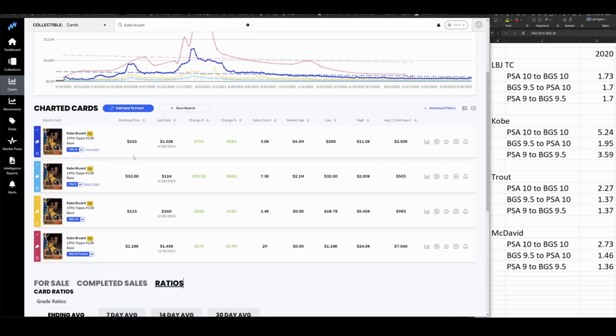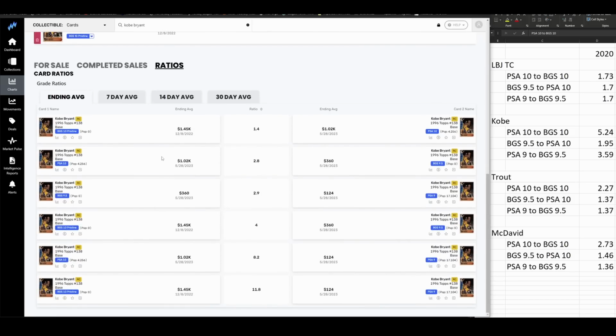The PSA 10 to BGS 9.5 was basically 2x. PSA 10 did 225. A BGS 9.5 did 115. The 9.5 to PSA 9, once again, 9.5s went for 115. PSA 9s went for $32. That's basically a 3.6x difference between those two. Let's look at today's ratios.